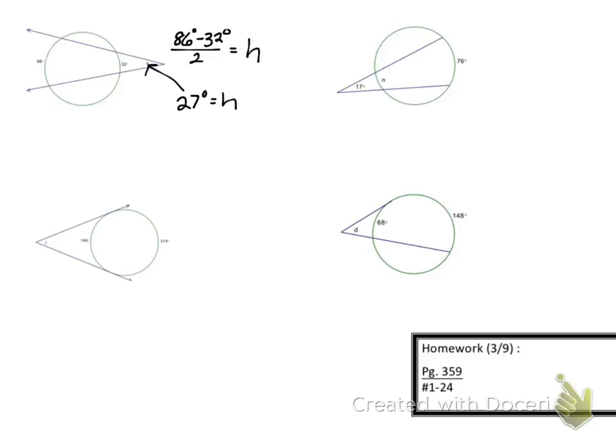That is my h. What I want you to do is do those last 3. I'm going to check you off as soon as you're done with those last.